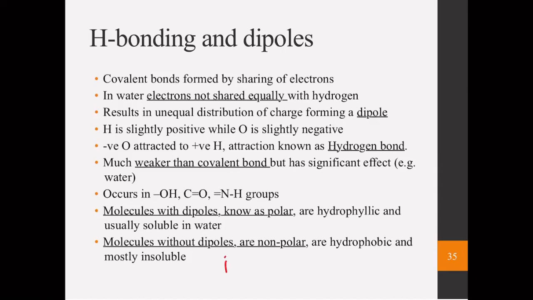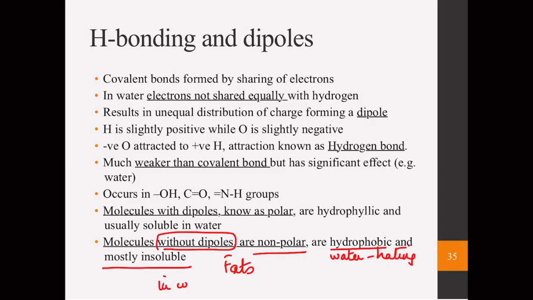So what is an example of this? Fats. Fats don't have dipoles. They are non-polar, so they are water hating. Water hating means that they will never dissolve in water, so they are insoluble in water. Okay. Substances which have dipoles, for example glucose, we would say, since they have dipoles, they are polar, they are water loving, they love water, and they are soluble in water. Is this much understood? Yes, Miss. Okay.